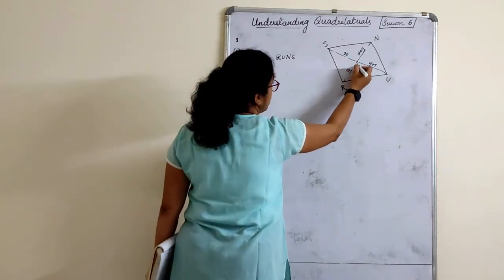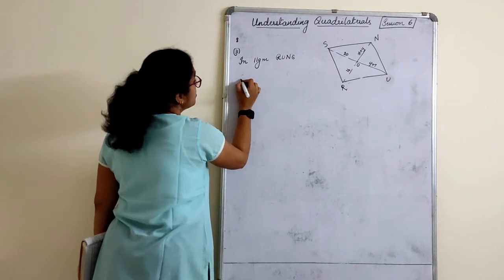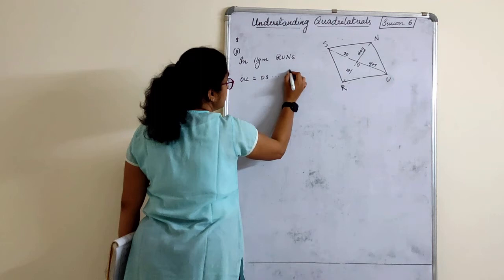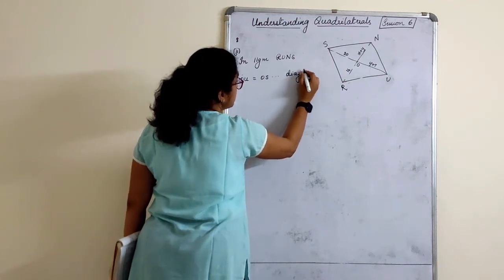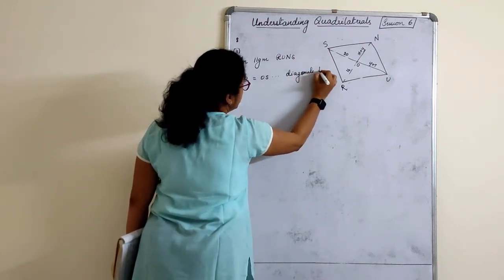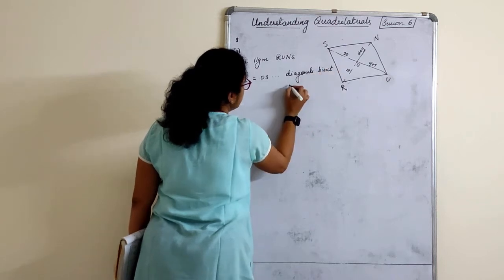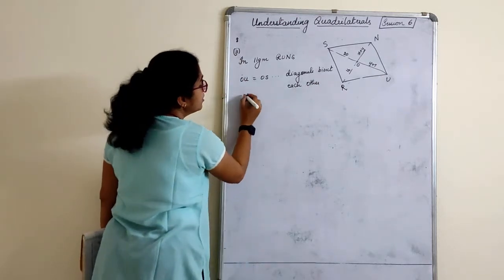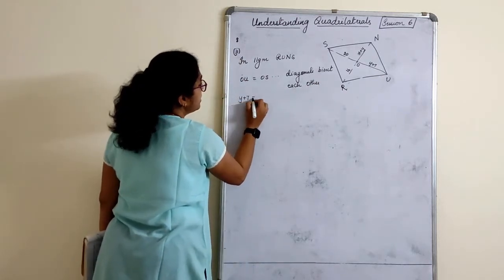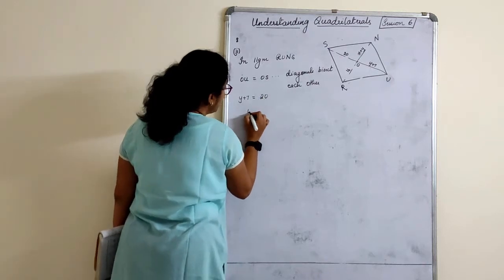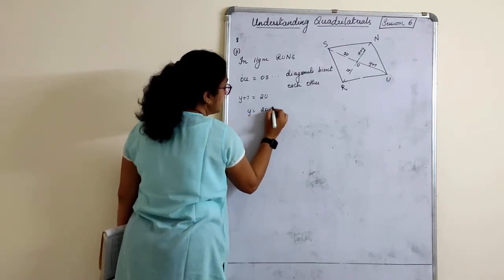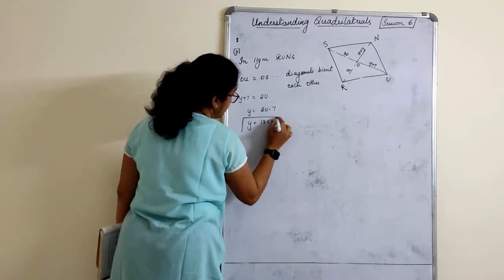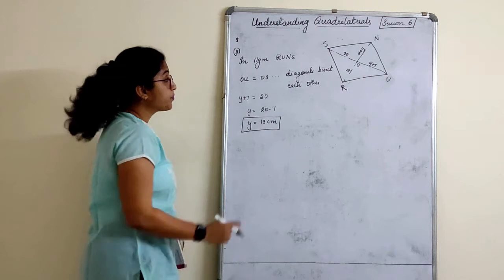I will just choose this as O. I will write first OU is equal to OS. Reason: diagonals bisect each other. What is OU? OU is y plus 7. OS is 20. y is equal to 20 minus 7. y is equal to 13 centimeter. Okay, next.